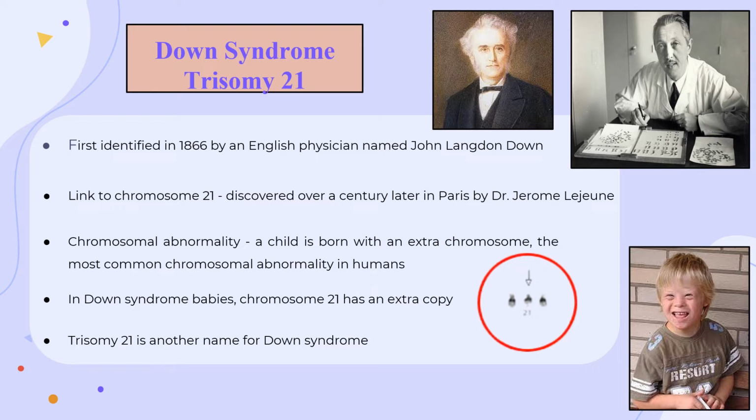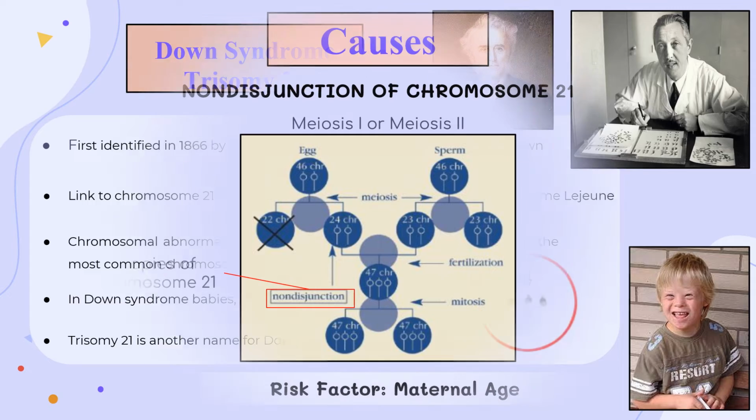John Langdon Down first identified Down syndrome in 1866, which links to chromosome 21, and it was discovered a century later by Dr. Jerome Lejeune. It is defined as a chromosome abnormality in which a child is born with an extra chromosome, and is known as the most common chromosome abnormality in humans. In Down syndrome babies, chromosome 21 has an extra copy, and trisomy 21 is another name for Down syndrome.